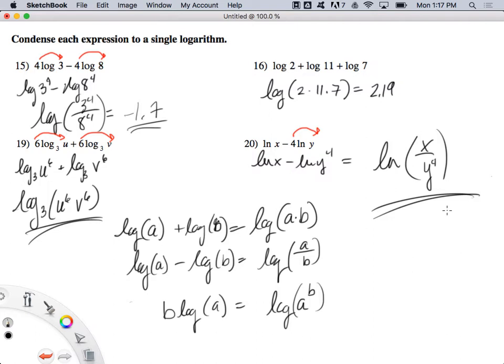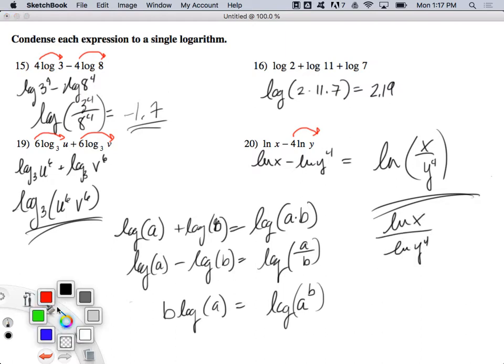No, it doesn't work that way. That's a very good question. Jenny said, would that be the same as ln of x over ln of y to the 4th? And the answer is no. Make sure you understand that. This is not the same thing as ln of x over ln of y to the 4th. That would not be the right answer. It's the things inside that are divided, not everything together. So good question.